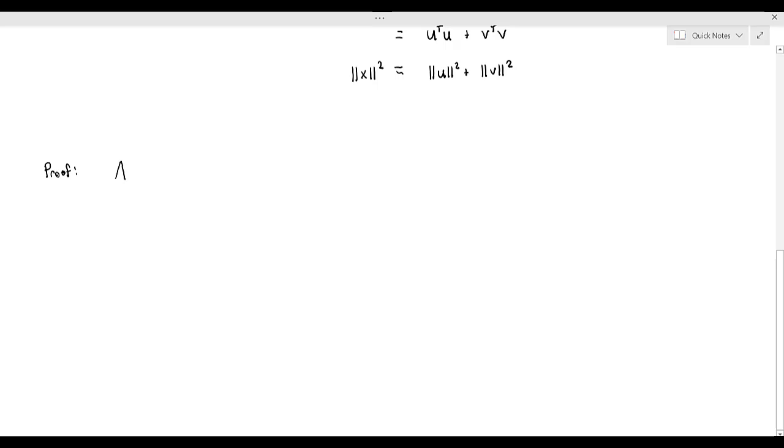So let's suppose we have an eigenvector x and a corresponding eigenvalue lambda. Now, we're trying to prove that lambda is purely imaginary. So at the start, we should assume at least that lambda is complex.